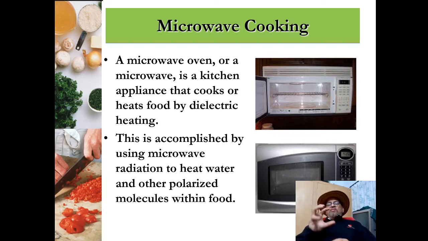What happens is all the water in the food gets agitated rapidly, and the water molecules rub against each other at very high speed, as much as 20,000 times a minute. When they rub against each other so rapidly, intense heat is produced from inside the food. So the water molecules within the food produce heat, and this heat is responsible for cooking the food.